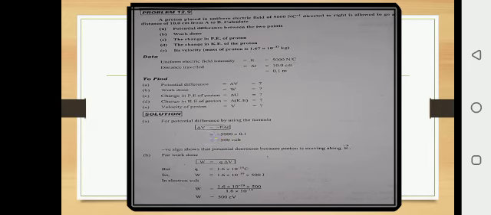The second required term is work done. To calculate work done, the formula is W is equal to Q delta V. Q is given here, 1.6 into 10 raised to minus 19 coulomb. Learn this value of Q, this is the value of charge of an electron. Delta V is the potential difference you have calculated in the first part, in part A. By putting values, you can easily calculate work done in electron volt.